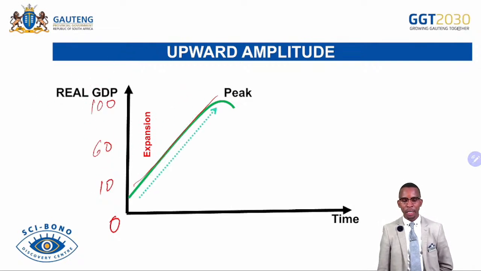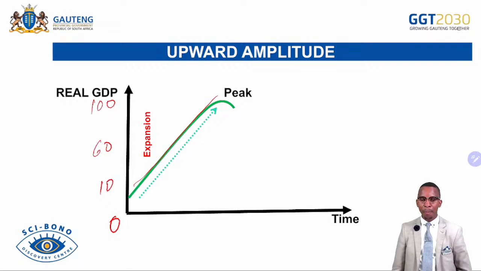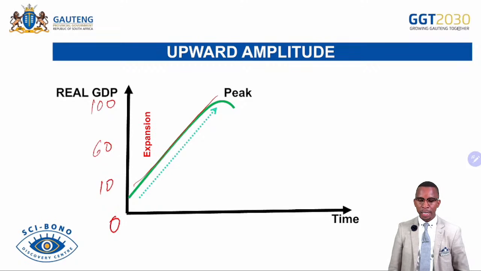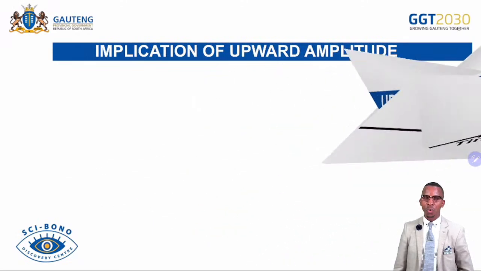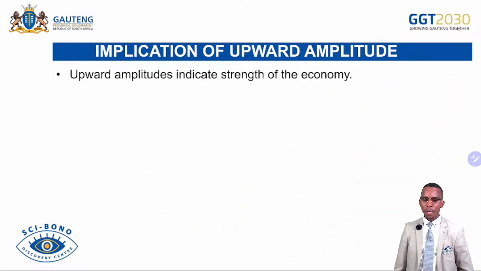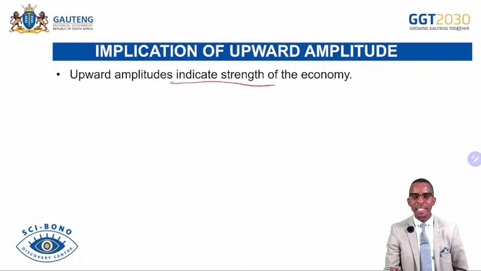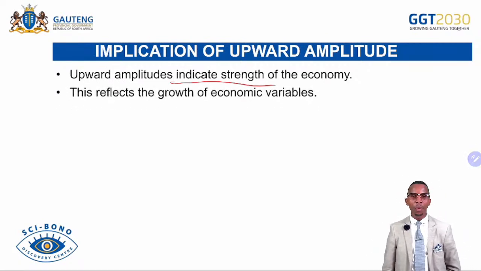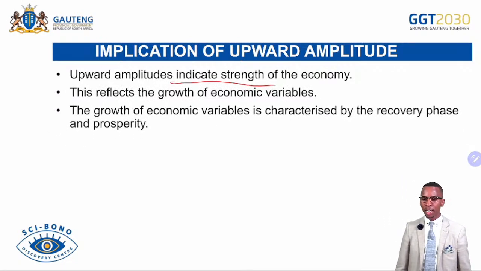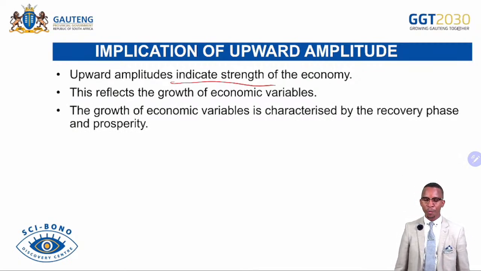There you go, that arrow indicates the increase of economic variables, and the upward amplitude indicates the upswing or expansion period. So what does it imply? Upward amplitude indicates the strength of the economy, like I've said before. It indicates that the economy is doing well, is increasing, or is positive. Indexes of economic activities are positive. This reflects the growth of economic variables. They are growing from lower to higher. And then the growth of economic variables is characterized by the recovery phase and prosperity. We know that. As for our expansion period, we have those two phases.